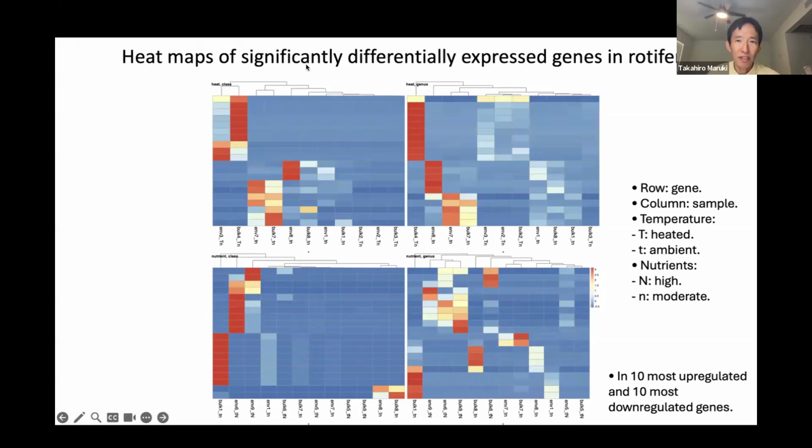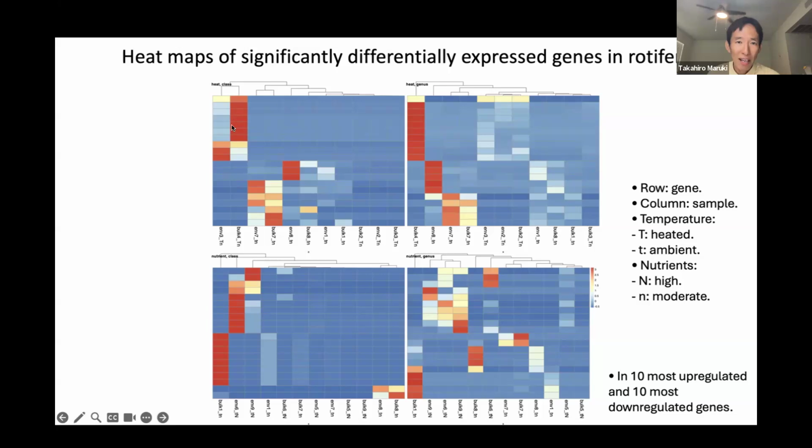These are heat maps of significantly differentially expressed genes in rotifers. Here we show heat maps of the 10 most upregulated and 10 most downregulated genes. In these heat maps, the rows represent genes and the columns represent samples. In the sample labels shown at the bottom of each panel, big T and little t denote heated and ambient temperature condition, and big N and little n denote high and moderate nutrient conditions.